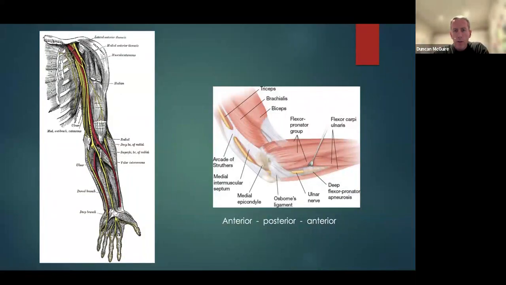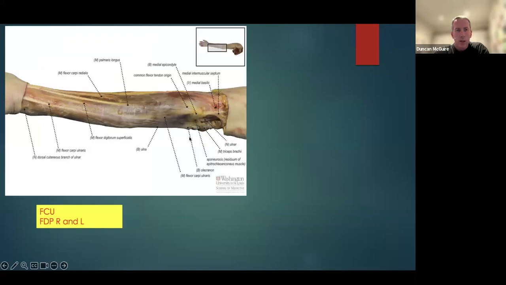As it goes through the cubital tunnel, it passes under Osborne's ligament and Osborne's fascia, then through the two heads of the FCU, and then goes into the forearm. All right, once it's in the forearm, as I said, it goes through the two heads of FCU, and then it supplies the long flexors, which is FCU and the FDP to the ring and the little.